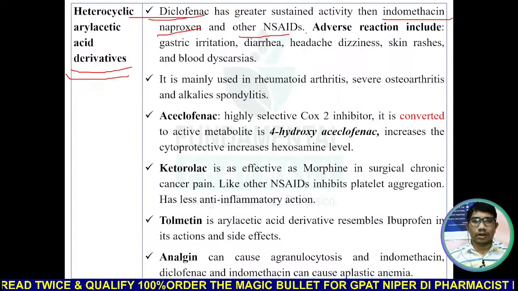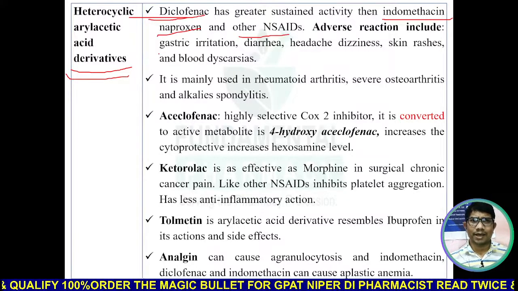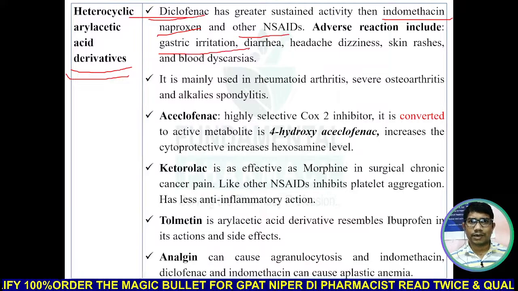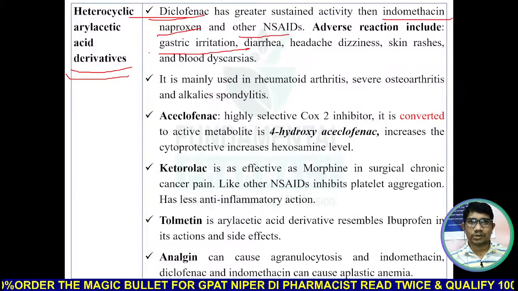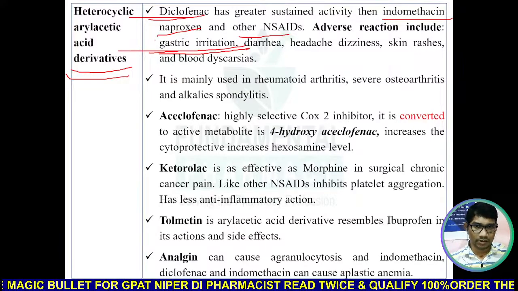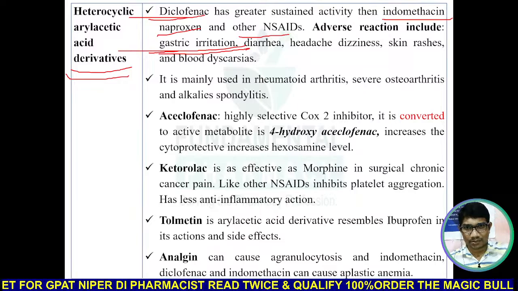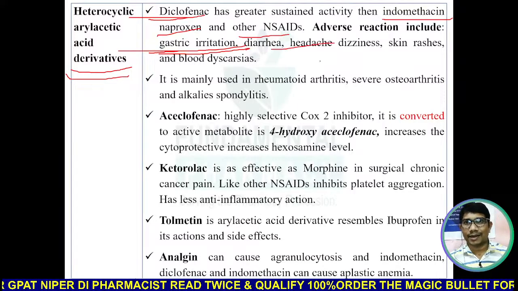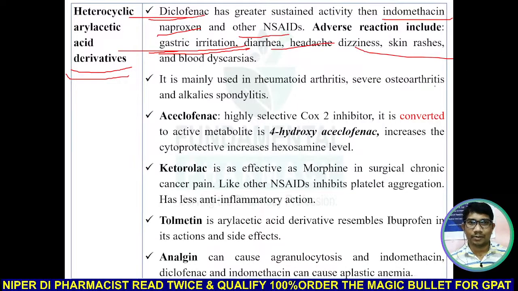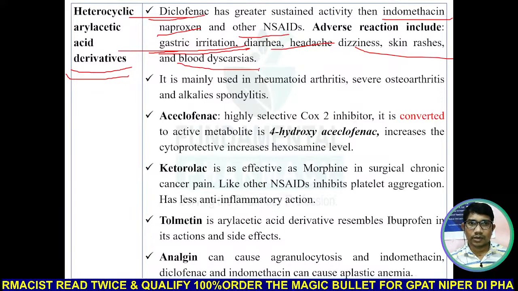Diclofenac. Now adverse reaction क्या है? Major adverse effect of this diclofenac is gastric irritation. क्या करता है ये? GIT को irritate करता है. So it can cause hyperacidity. It can cause an increase in ulcer formation. So diclofenac increases the gastric irritation, can cause ulcers. Again diarrhea, headache, dizziness, skin rash and blood dyscrasias. These are the adverse effects.